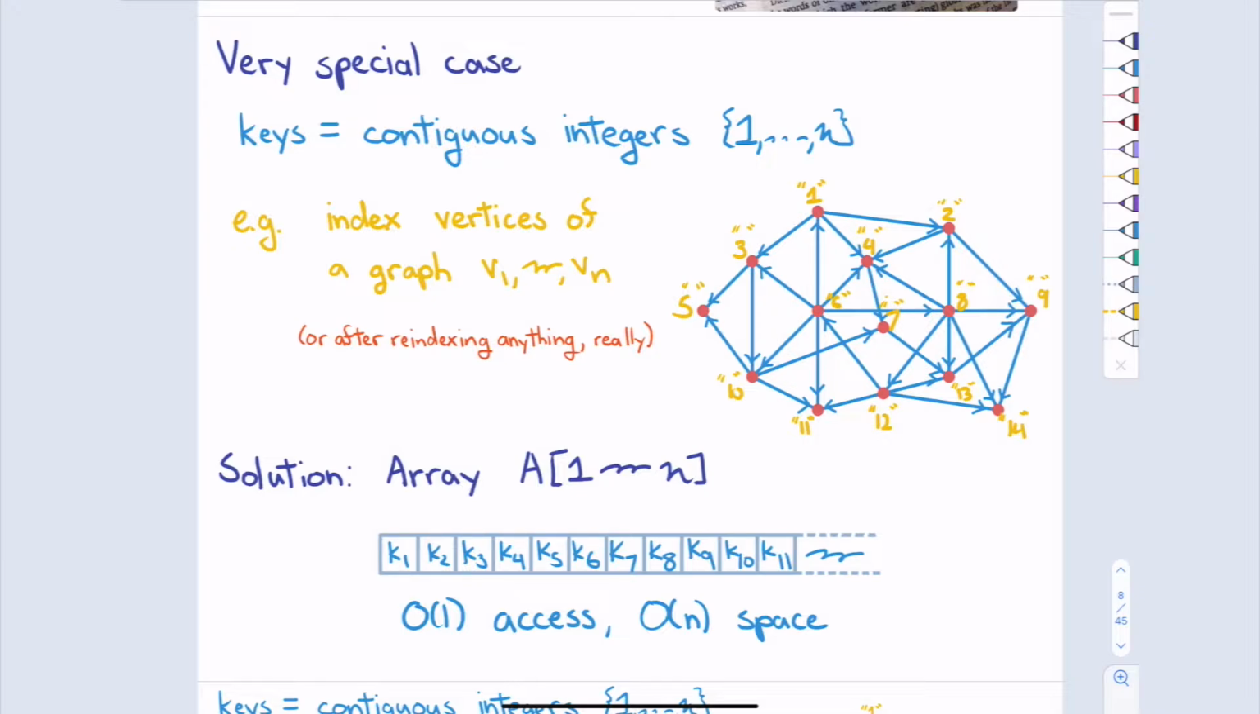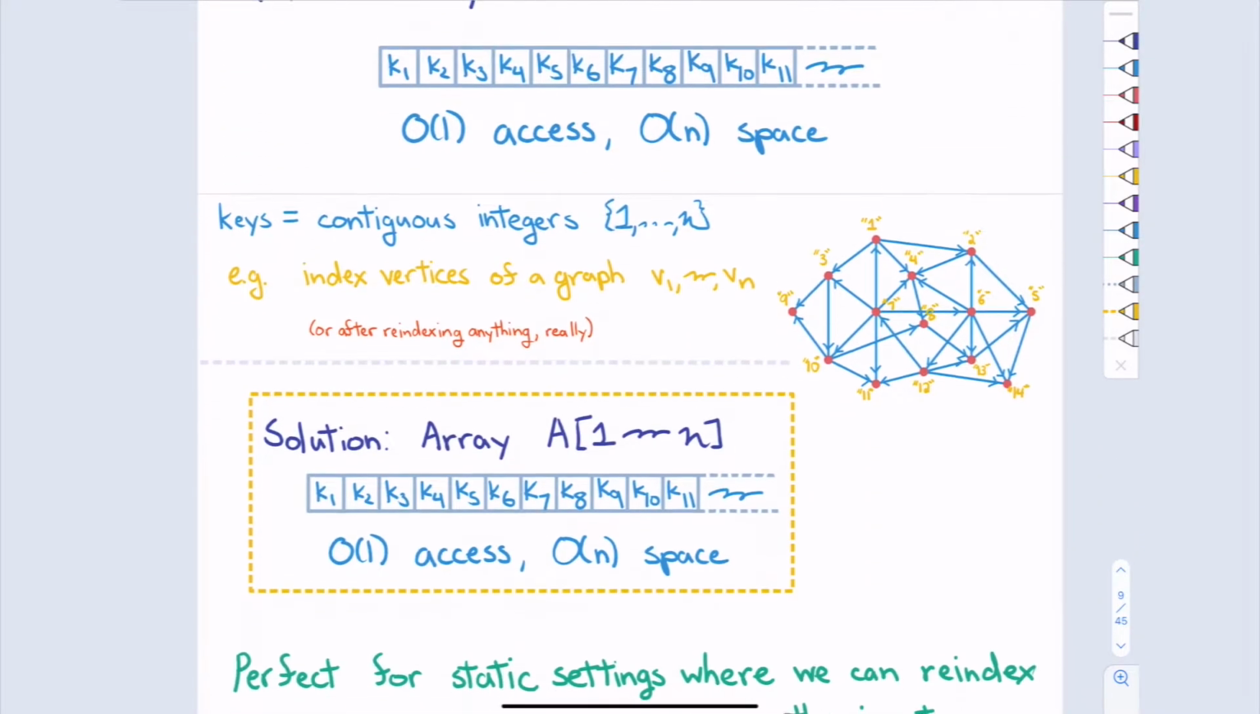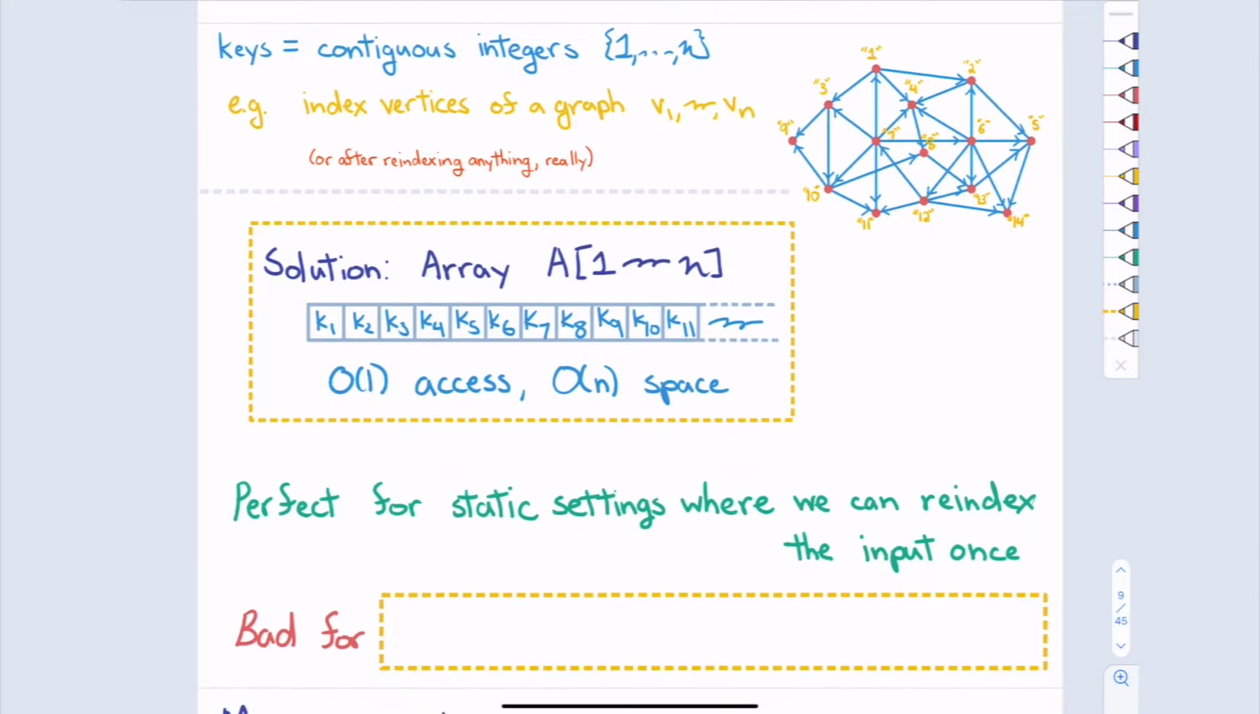And non-theoretically, you'll get little practical benefits like it's very compact, you're going to get fewer cache misses, going from left to right, they'll scan very quickly, stuff like that. It's much better than following pointers in a linked list. So this is the best case. This is great in static settings when we can reindex the input.